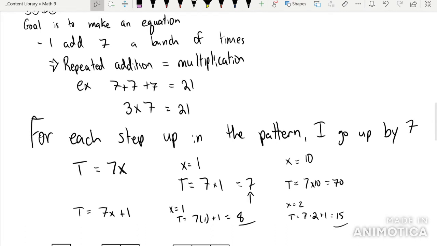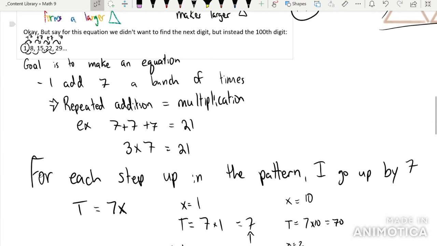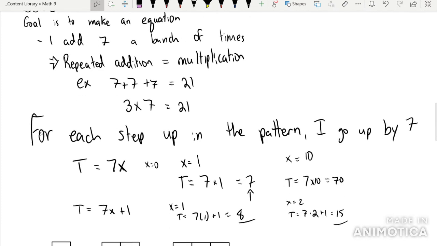So what I can say for this starting value, this 1, I can start with x is equal to 0, because if x is equal to 0, then I can go t is equal to 7 times 0 plus 1. So 7 times 0 gives me 0 plus 1, so I get t is equal to 1. That goes away. So the equation I can use in this case would be t is equal to 7x plus 1, or I might say, I can rewrite it a different way, but I'll leave it like that.